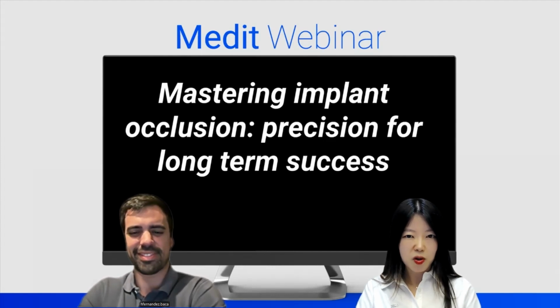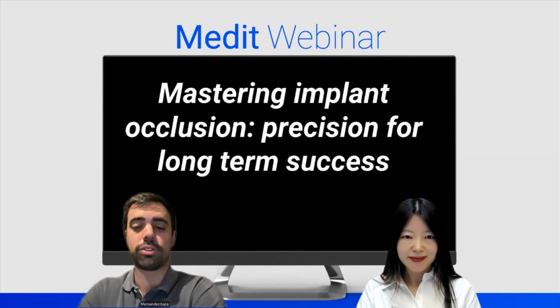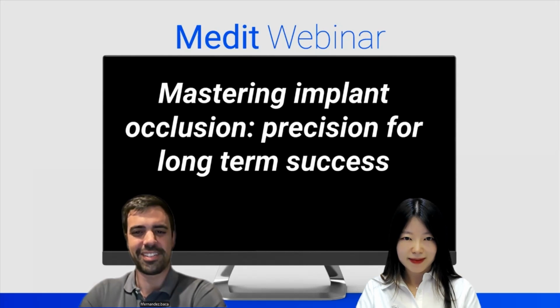I think occlusion is a key part when it comes to the longevity of an implant crown, right? Yeah, especially when we're talking about long term. If we don't want to have problems with an implant, we probably should be checking the occlusion.